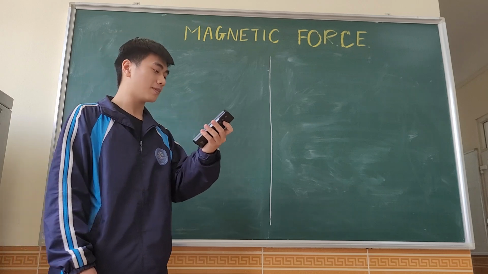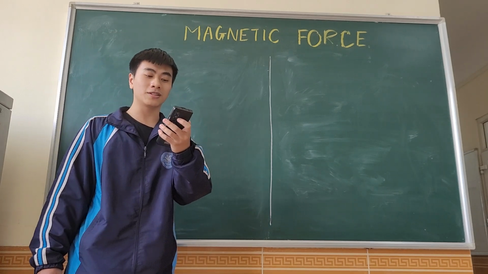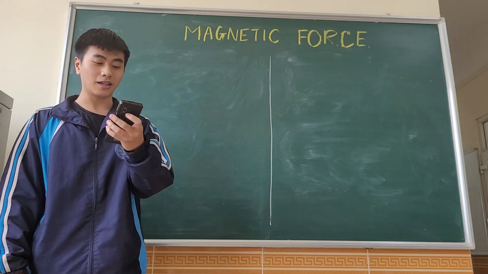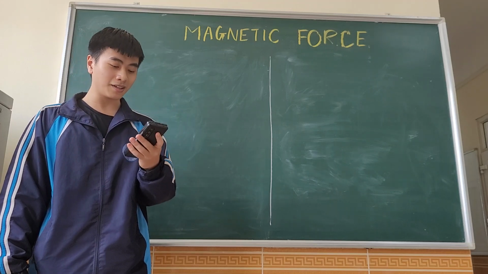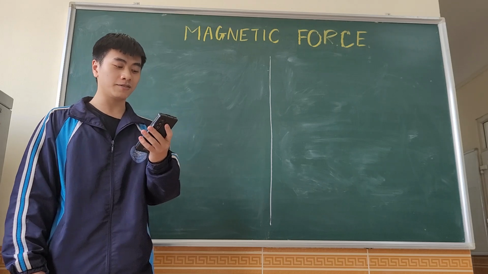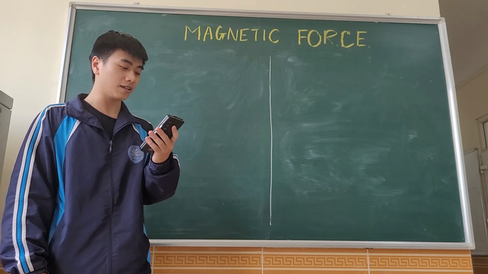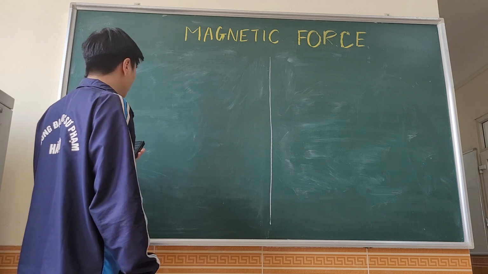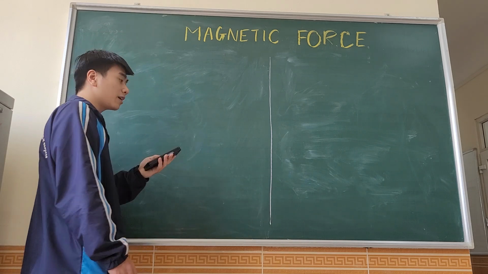Okay, time's up. Now I would like to invite a representative. After conducting the experiment, I kept the magnetic field strength constant, then gradually changed the values of the current intensity, the length of the conductor, and the angle between B and I. Here's the data table.